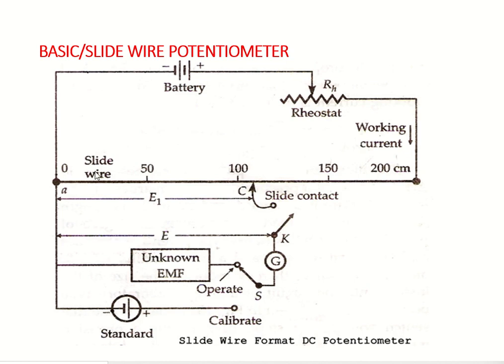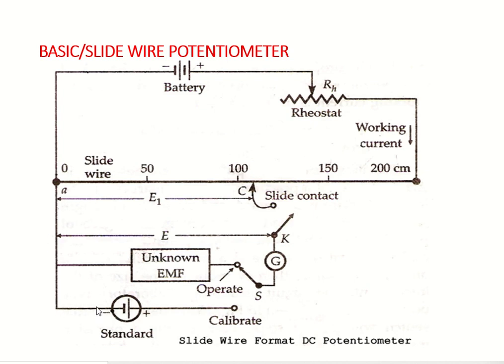A slide wire is a resistive wire of length approximately 200 centimeter. It is made up of manganin, and there is a battery and a rheostat arrangement. This forms the primary circuit. This circuit will not be changing. And what is the purpose of the rheostat? To set an initial known current through this circuit, we are using the rheostat.